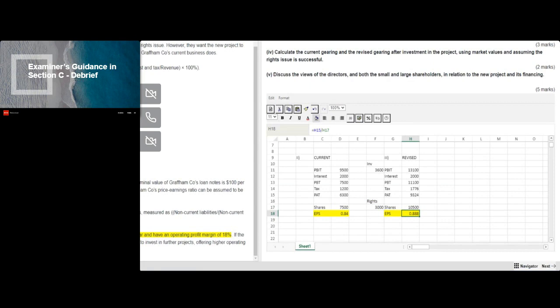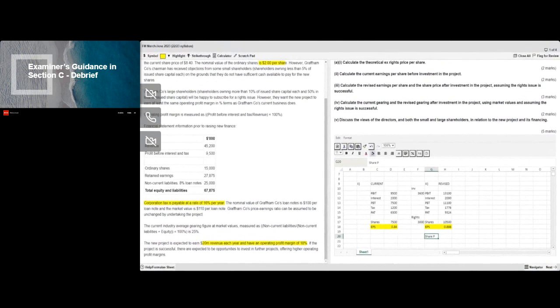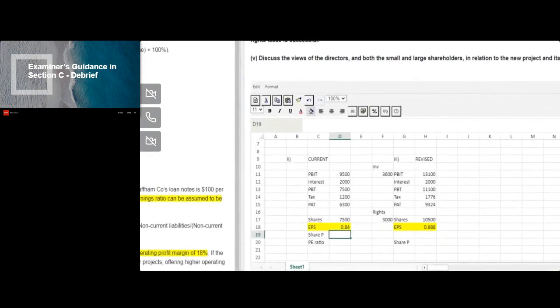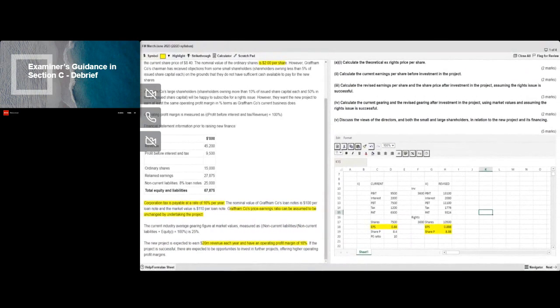We were also required to find the share price. Now, in order to find the share price after the investment, you need to go to this area here, and it says Grafton Company's price-earnings ratio can be assumed to be unchanged by taking the project. So that means if we calculate the price-earnings ratio before, then we keep it constant. So we need a price-earnings ratio before and the share price before to calculate that. So the current share price is 840, so therefore the price-earnings ratio is 840 divided by 0.84, 10. So therefore, if we keep that constant, then the earnings per share times by the price-earnings ratio will be the new share price. So that is now number 2 and number 3 done.